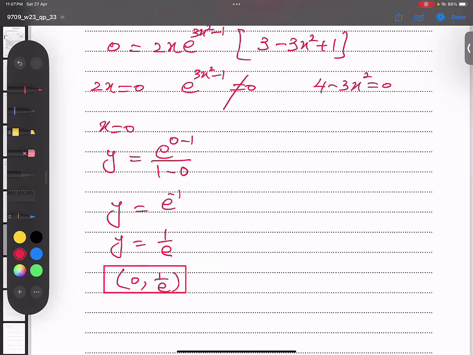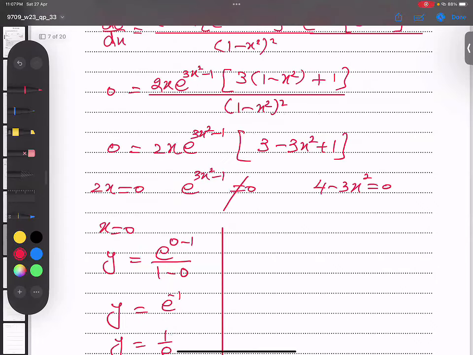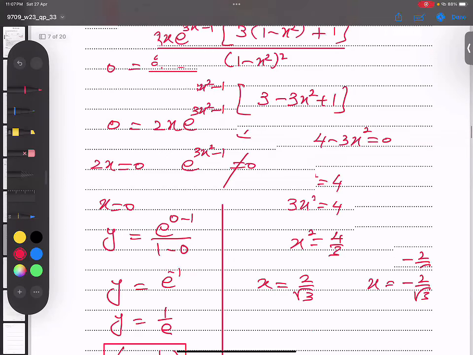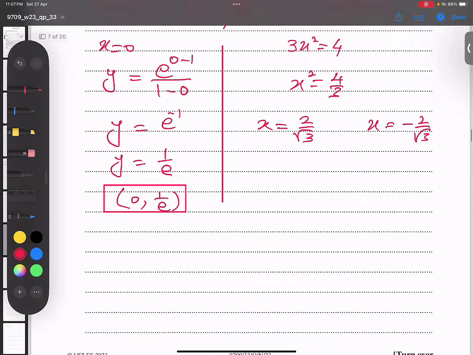First coordinate done. Let's talk about second coordinate, students. So 3x square will go on the other side. X square is equal to 4 over 3. Take a root. Root of both sides, I get two answers. The root of 4 is 2, and root of 3 is root 3. But plus and minus, so I get two answers. Let's see, any condition? No condition. So it means we have to go for two answers.